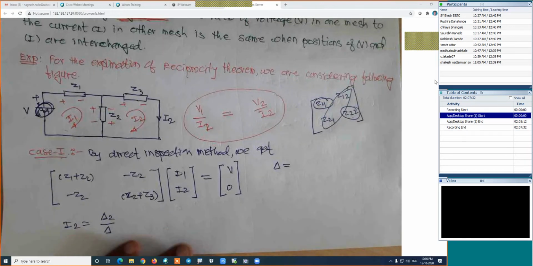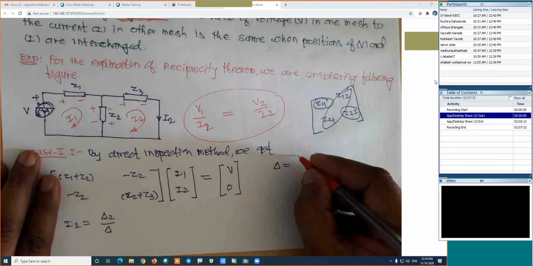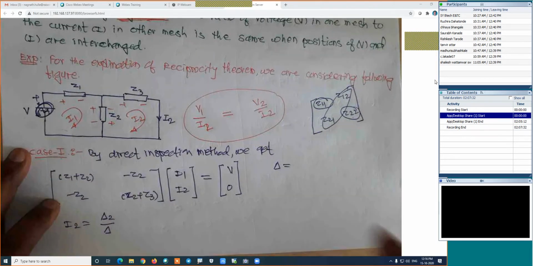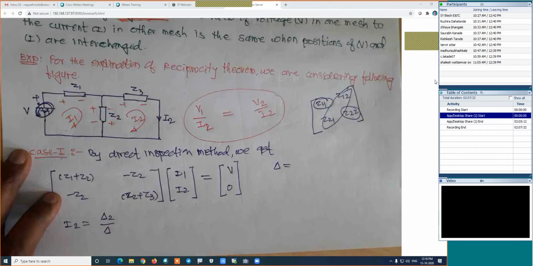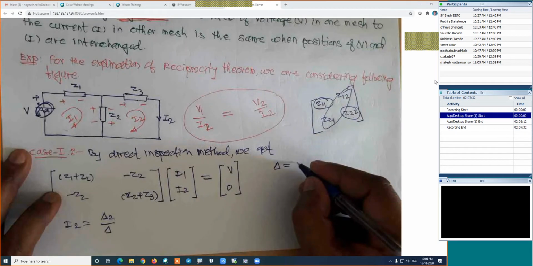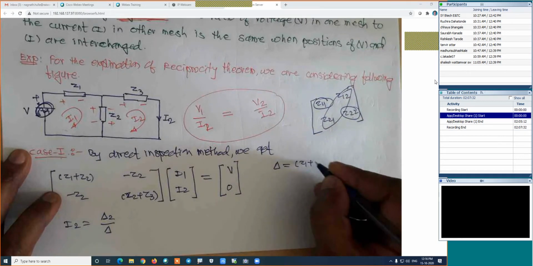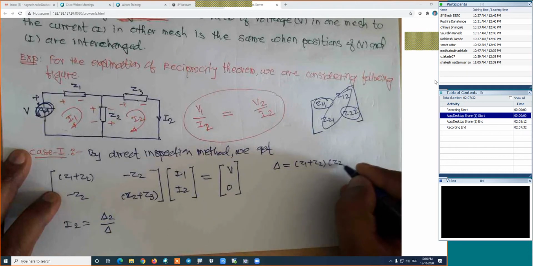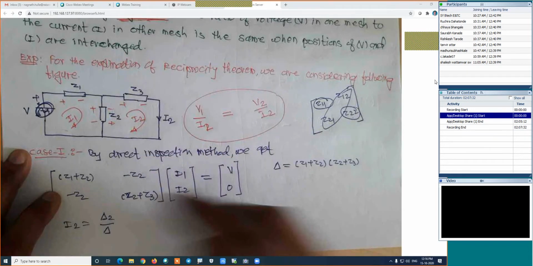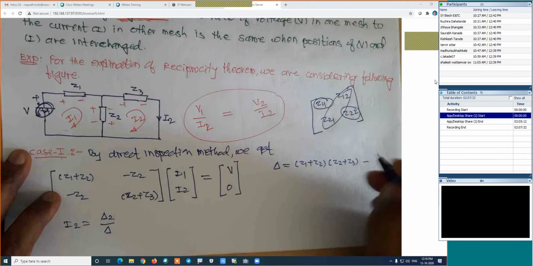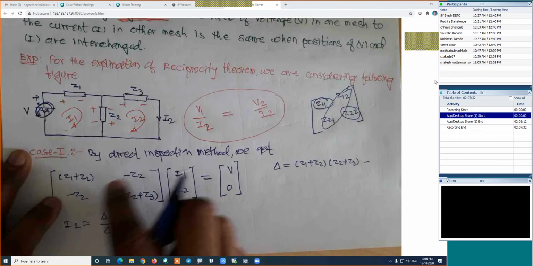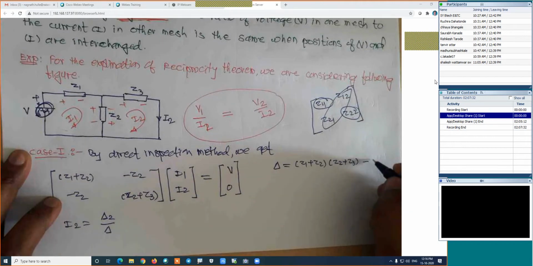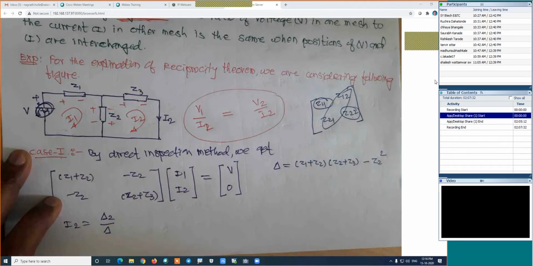How is the delta? Delta is nothing but the determinant of this matrix. How is the determinant of this matrix? Multiplication of these two minus multiplication of these two. Means here, in this case, the equation will be Z1 plus Z2 into Z2 plus Z3, this multiplication, minus multiplication of these two. This minus into minus will be plus, and it will be Z2 square. Is it right? Minus Z2 square.